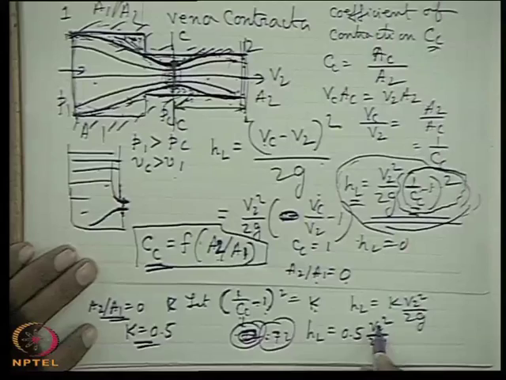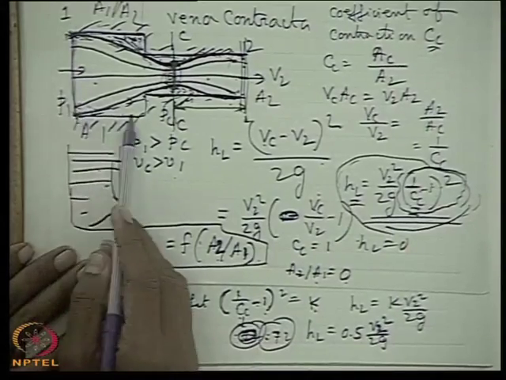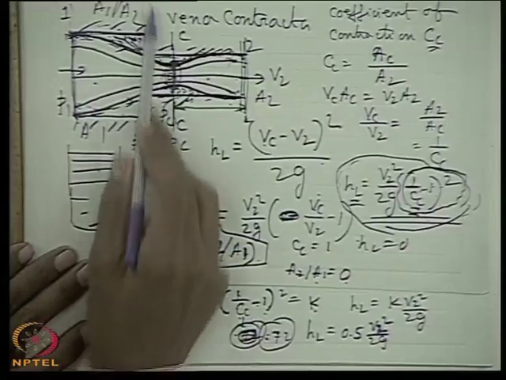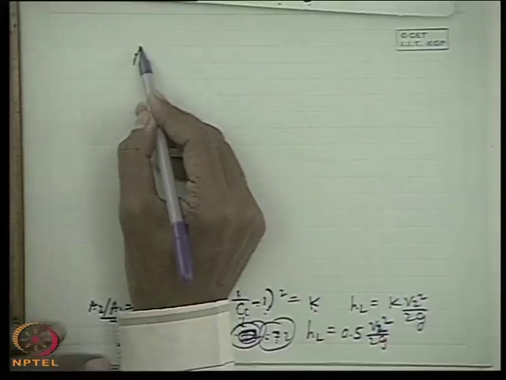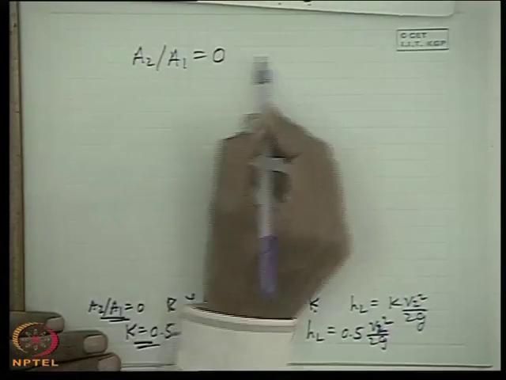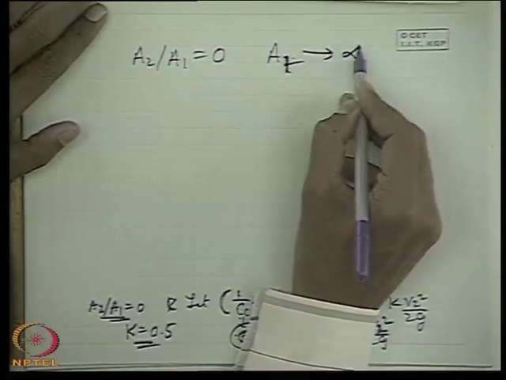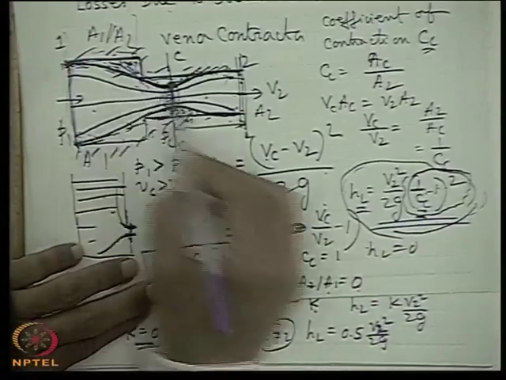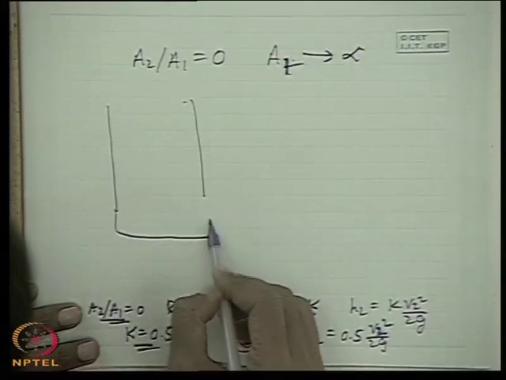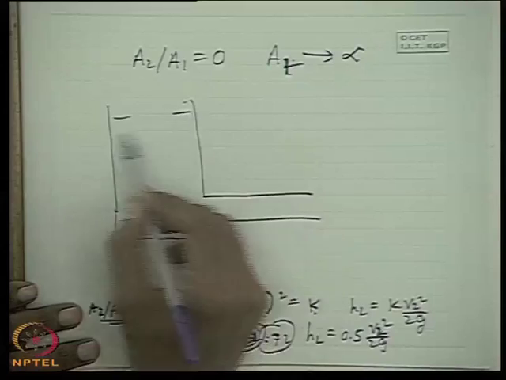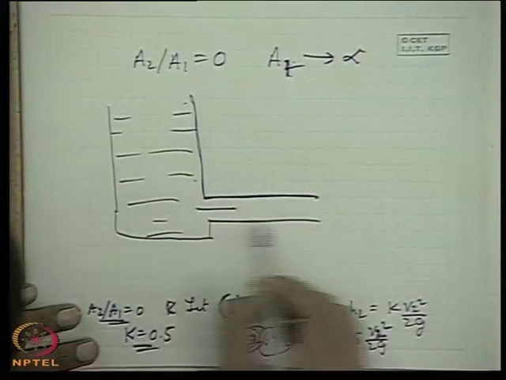That means I am exploring a very special case when A2 by A1 is 0, which physically resembles that the fluid is coming from a very large reservoir, A1 is very large compared to A2. That means when A2 by A1 is 0, A1 tends to infinity. This resembles that the fluid is coming from a big reservoir to a pipe. When the fluid comes from a big reservoir and enters a pipe, then it is nothing but a contraction loss.